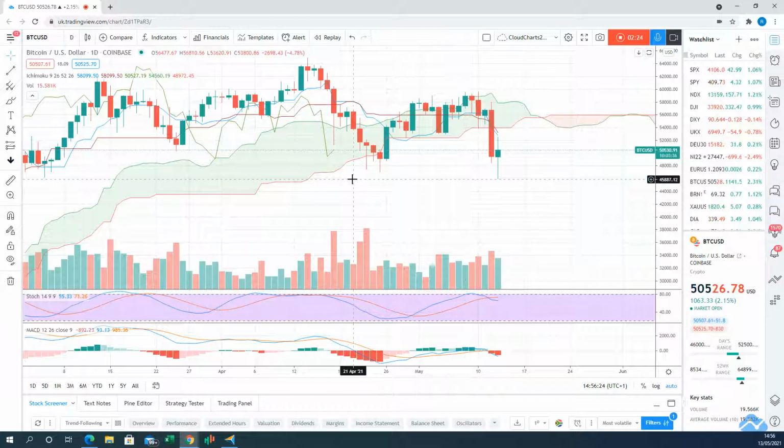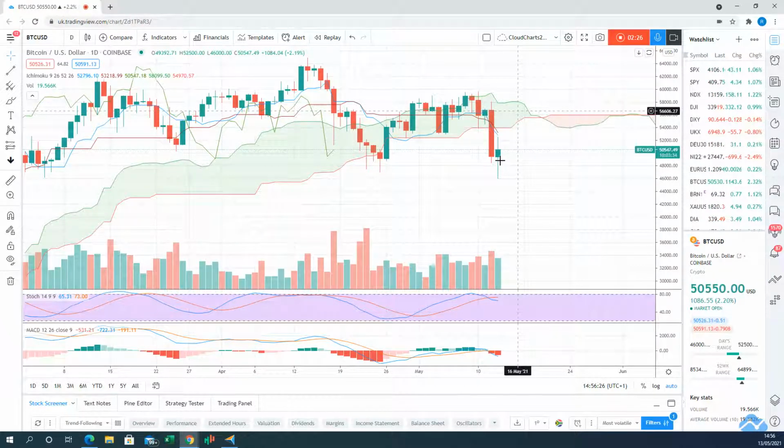Price action below the cloud is bearish, and we're looking for a rally back above the cloud to change our outlook to bullish.